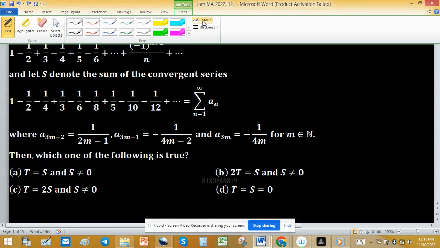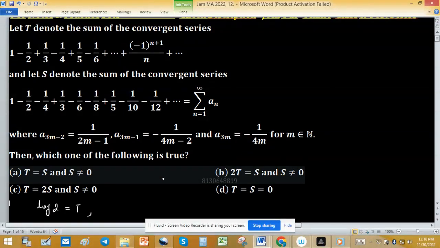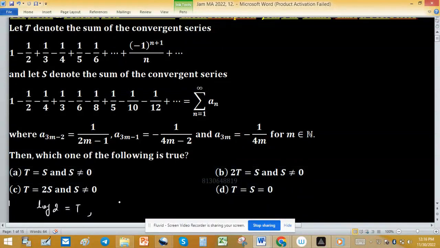But these are arrangements of log 2. So you can write T equals log 2. For S, we solve the first two terms and put the third term same as it is, and for the next two terms, solve them and put the next term same as it is. So for S, 1 minus 1 upon 2, solve these two, we have 1 upon 2, put the third term same, so minus 1 upon 4, solve the next two terms, 1 upon 3 minus 1 upon 6, we obtain 1 upon 6, and this will be positive, minus 1 upon 8, and so on.